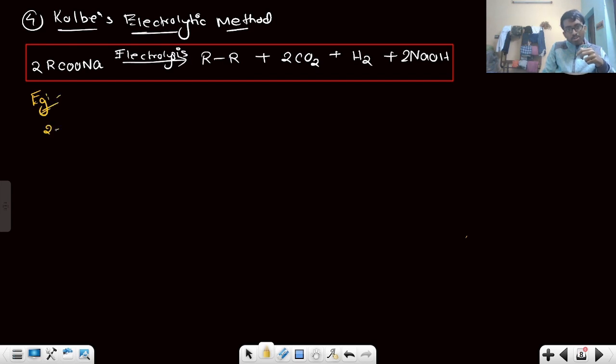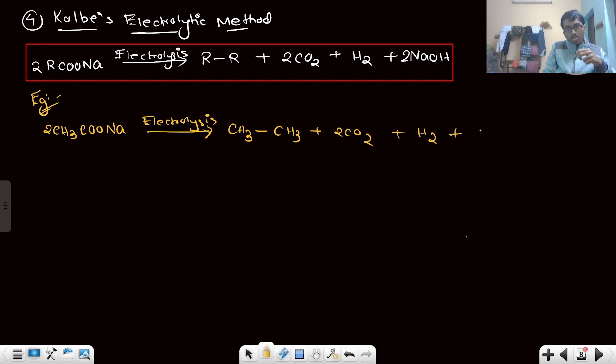Example, let us take 2CH3COONa, sodium acetate, electrolysis, giving C2H6 plus 2CO2 plus H2 plus 2NaOH. Clear?